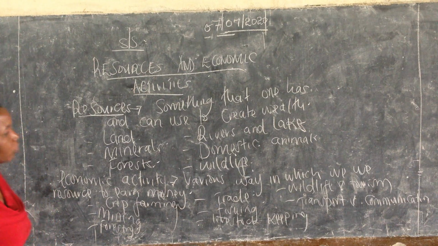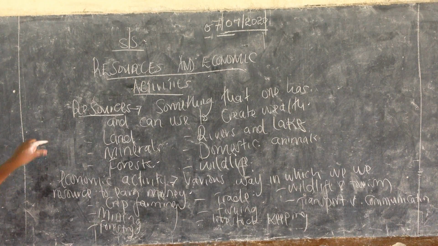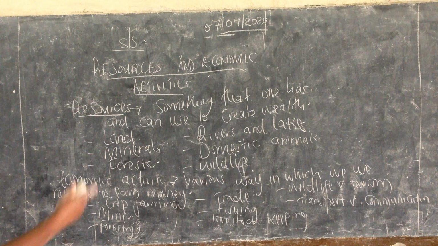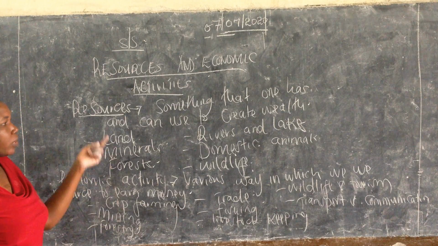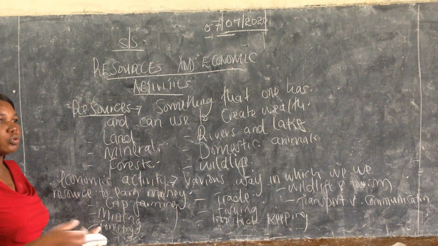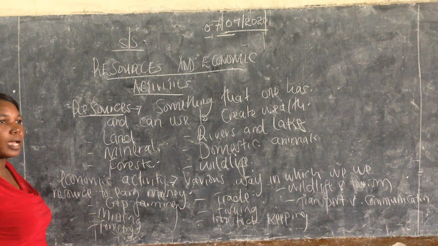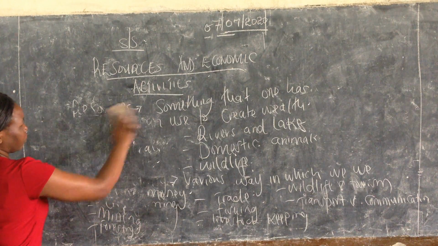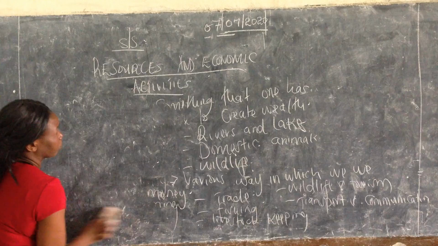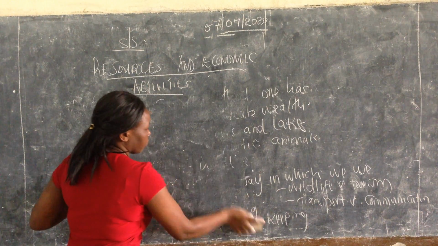So that is resources and economic activity. We have already defined resources: something that I can use to get money. I can use the land to do farming. After farming, I sell the products, then I earn wealth. So those are examples.